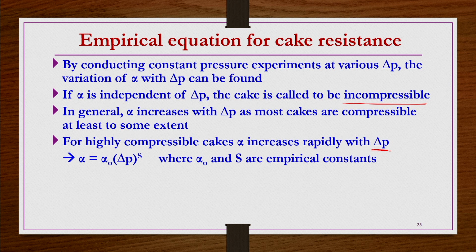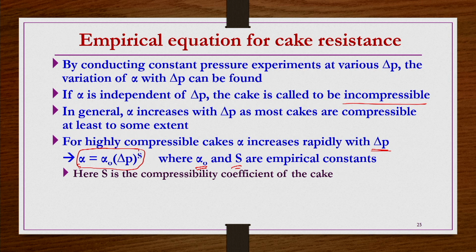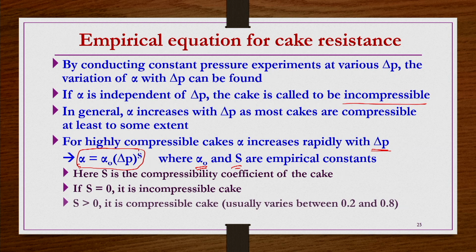Under such conditions, if you do experiments at several delta P values and calculate the corresponding alpha values, and correlate them, you may get an equation like this: alpha equals alpha naught delta P power S, where alpha naught and S are empirical constants. S is the compressibility coefficient of the cake. If it is 0, then the cake is incompressible. If it is greater than 0, it is a compressible cake, and usually for compressible cakes it varies between 0.2 to 0.8.